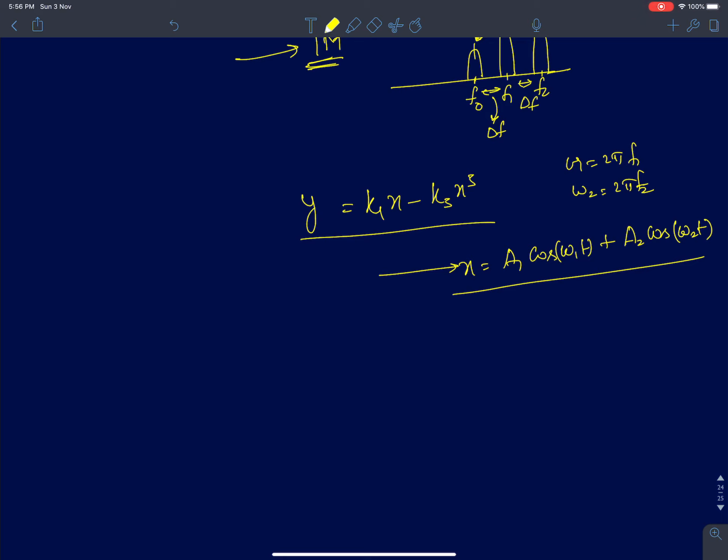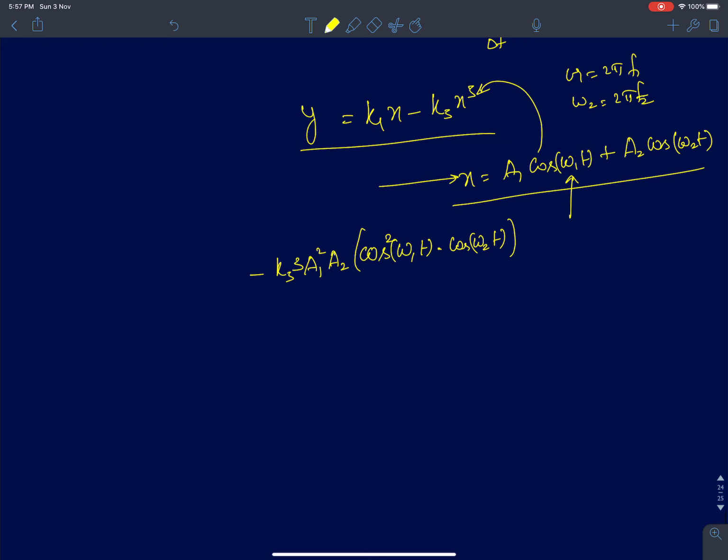Now we will try to find out what will be the amplitude of the terms 2 omega 1 minus omega 2 and 2 omega 2 minus omega 1. Both these components will arise only because of this term. The first term will not give that. So I will have minus k3 into 3a1 square a2, accompanied by cos square omega 1t into cos omega 2t.